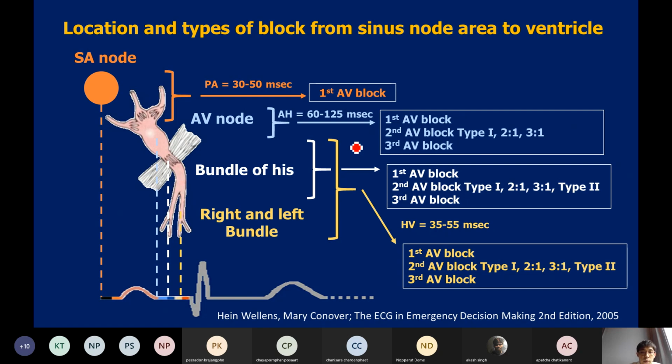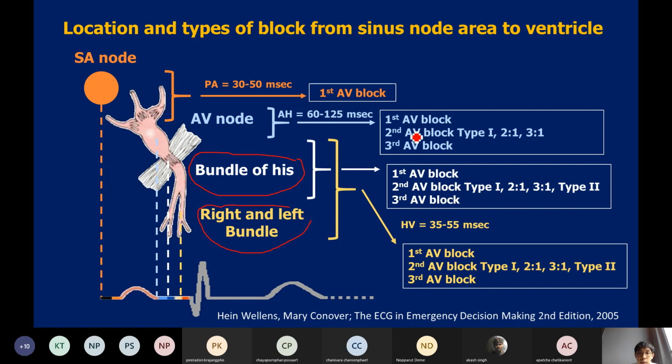And for the right bundle and left bundle branch block, as I have shown before, the ECG would show a wide QRS complex. And if there is a left or right bundle branch block plus bundle of His involvement, you would also see first degree AV block, second degree AV block, and third degree AV block. But the QRS complex would be wider and would show the pattern of the right and left bundle branch block.